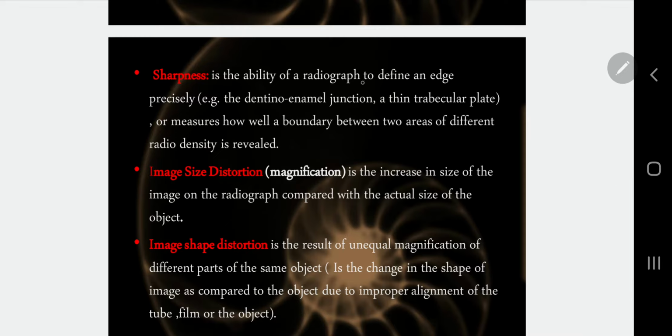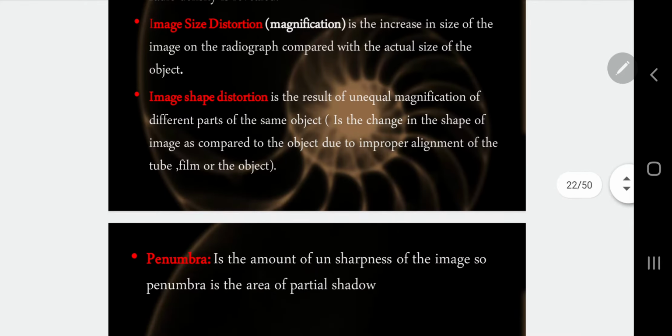Sharpness is the ability of a radiograph to define an edge precisely, like the dentinoenamel junction, a thin trabecular plate, and other detail, or a measure of how well the boundary between two areas of different radiodensity is revealed. Image size distortion, or magnification, is the increase in the size of the image on the radiograph as compared to the actual size of the object. Image shape distortion results from unequal magnification of different parts of the same object, or a change in the shape of the image as compared to the actual object due to improper alignment of the tube, film, or object.